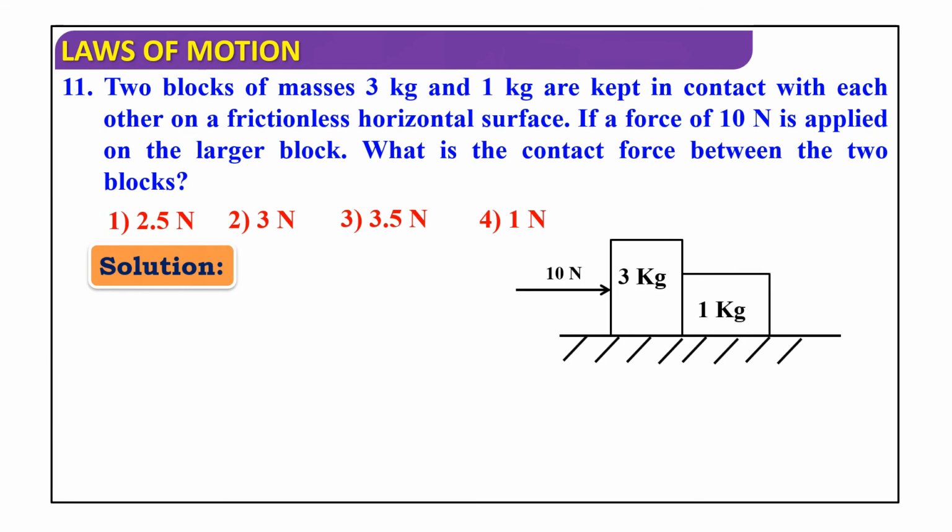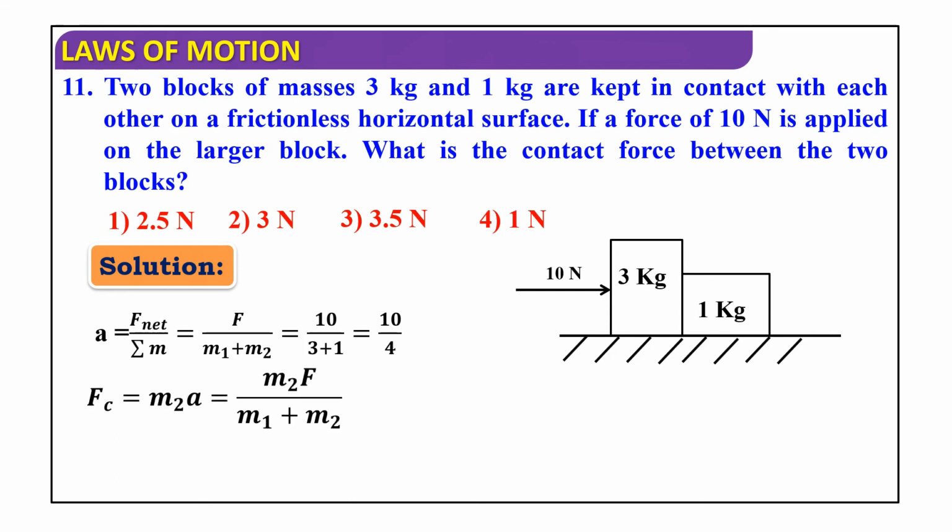Here they have given the two blocks, one is 3 kilogram and another is 1 kilogram. We are applying a force of 10 newtons. So a equals F by Σm, that is F by (m1 + m2). F is given as 10, so 10 by (3 + 1), that is 10 by 4.